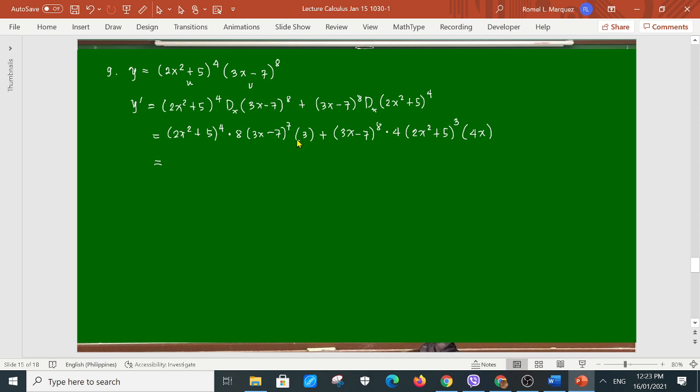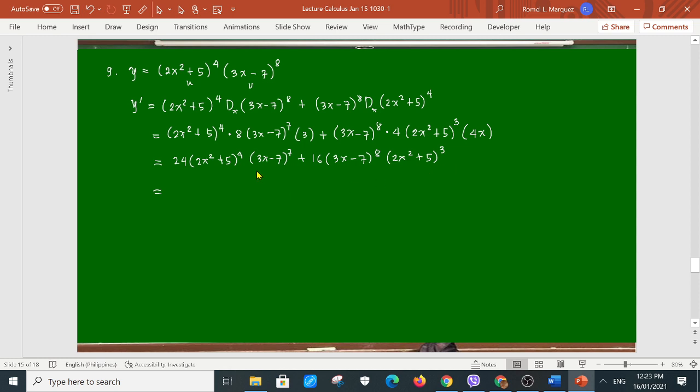Let us just simplify. 3 times 8, 24. Then, 2x squared plus 5 raised to 4. Then, 3x minus 7 raised to 7. Check very well the exponent, because I might not copy the exponent. 4 times 4, 16. Then, 3x minus 7 raised to 8, 2x squared plus 5 quantity to the third.